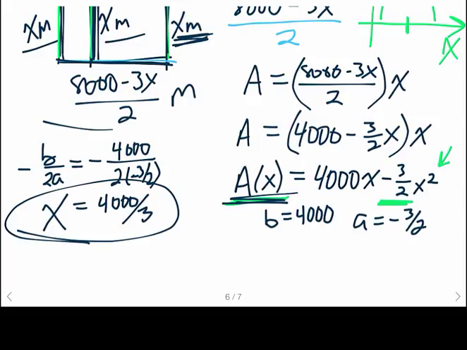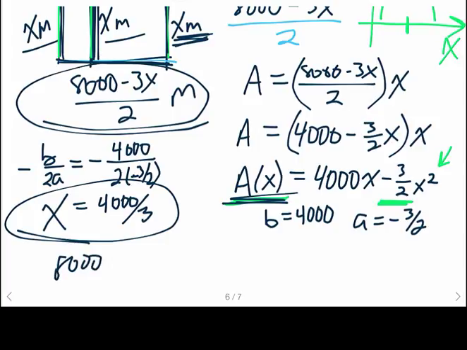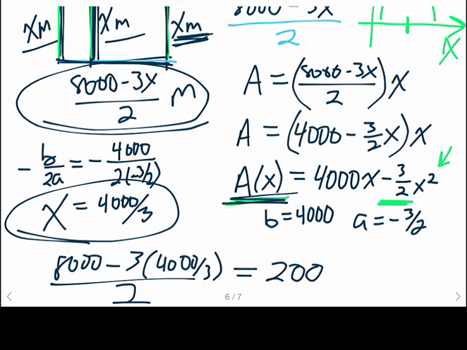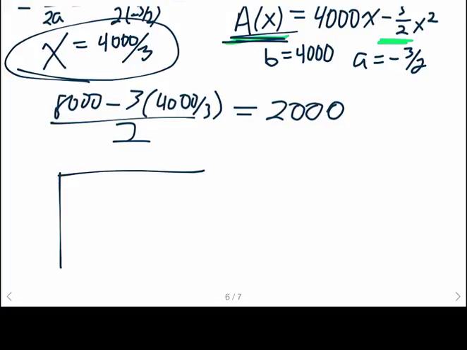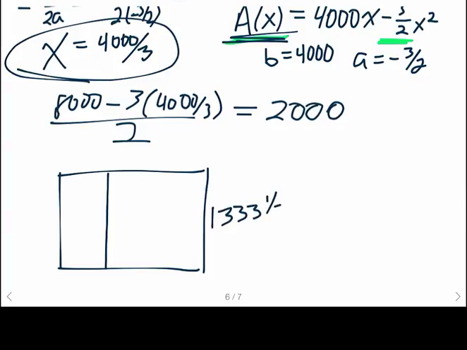We can use this to figure out the length, having gotten the width. 8,000 minus 3 times 4,000 over 3, all over 2, turns out to be 2,000. I'm actually going to give part of my answer using that picture. So I'm going to redraw the rectangular pen with that line dividing the rectangle. And 4,000 over 3 I'm going to call 1,333 and a third meters.